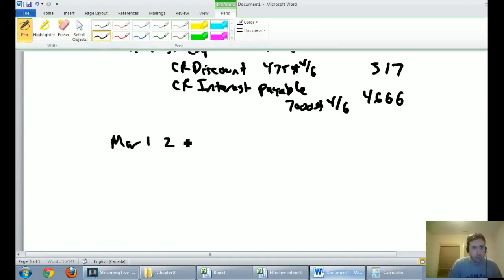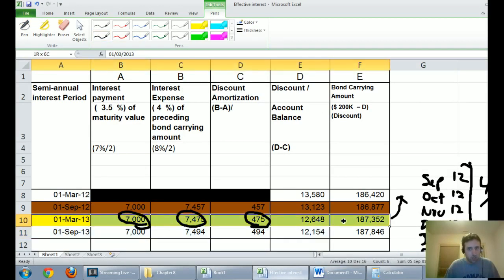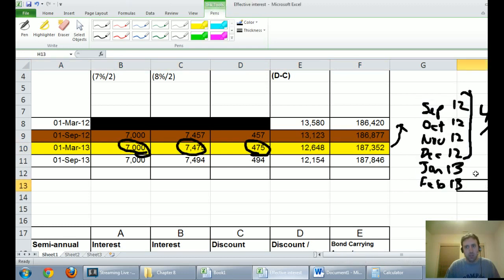March 1st, 2013. Now on March 1st, 2013, I'm still dealing with this highlighted row, but I'm not dealing with the 4/6. I've already dealt with that on December 31st, 2012. I'm dealing with the last 2 months. I'm dealing with January and February. I'm dealing with 2/6. So now I do a very similar journal entry to the one I did last time, except it's still the March 1st line that I'm looking at. I'm just going to take 2/6 of that information.